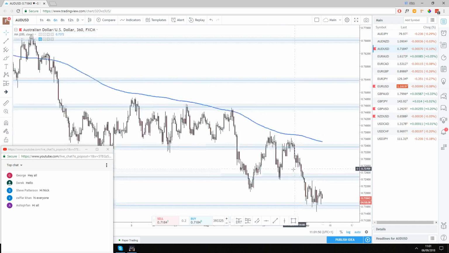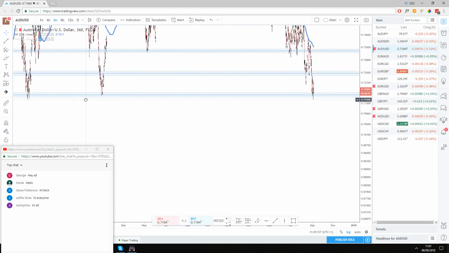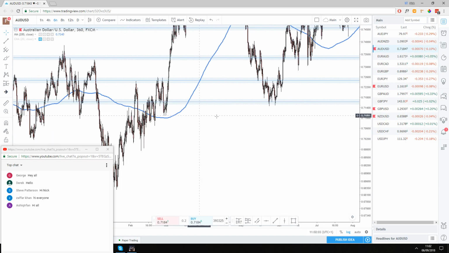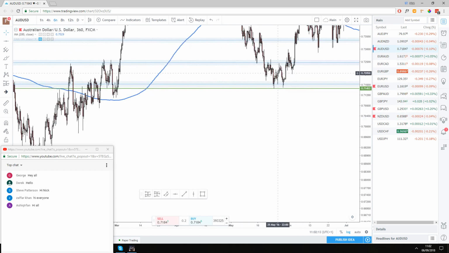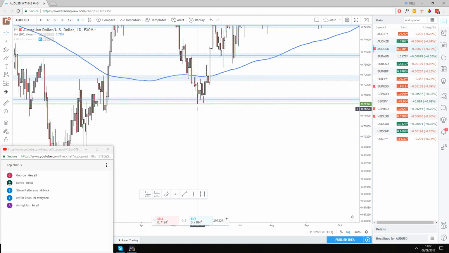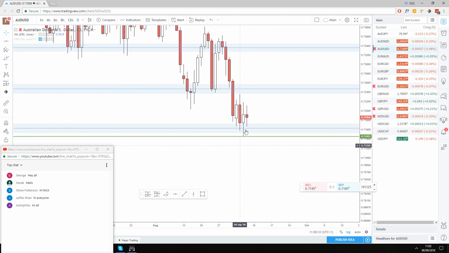AUDUSD, this one's just being weird, isn't it? It's at a very, very significant low. It's pretty much equaled the low it had back here. Let me show you guys. This was the 24th of May, 2016. Let's go to the daily, it's easier on there. So 24th of May, 2016. And it bounced from that exact point yesterday. So it's pretty much equaled that low.